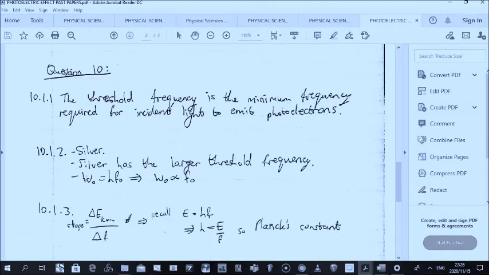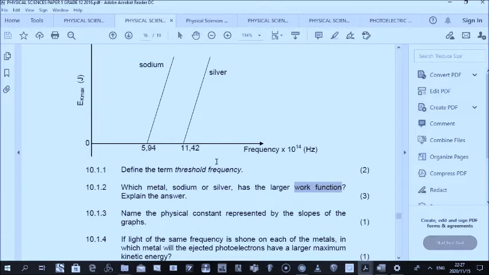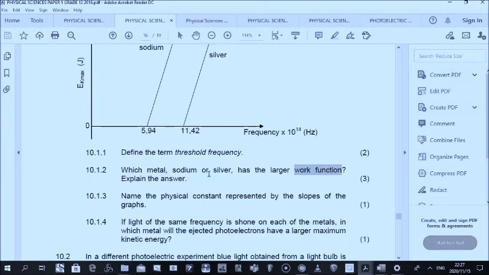And you can also rationalize this mathematically, if you look at this expression, the work function equals hf0, and the f0 here is the threshold frequency. You can see they're directly proportional. The higher the threshold frequency, the higher the work function. So that's why silver is the correct answer. Name the physical constant represented by the slopes of these graphs.